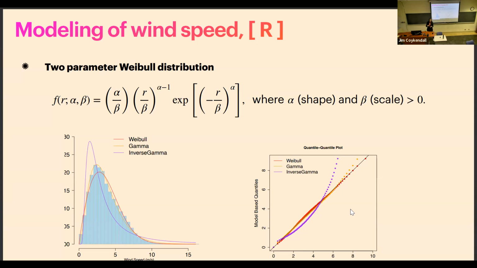What we want to see here is for these points to line up in a straight line. And we see that that happens for the Weibull and gamma distributions. However, the Weibull distribution is closer to our line at the end as compared to the gamma distribution. This means that the Weibull distribution does a better job of capturing the tail behavior of the wind speed distribution.